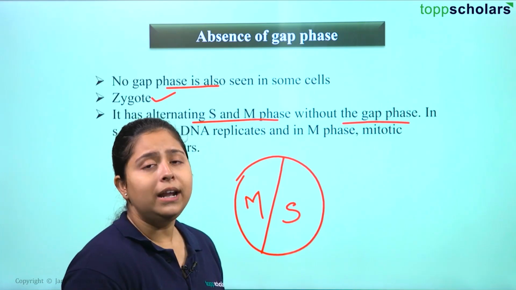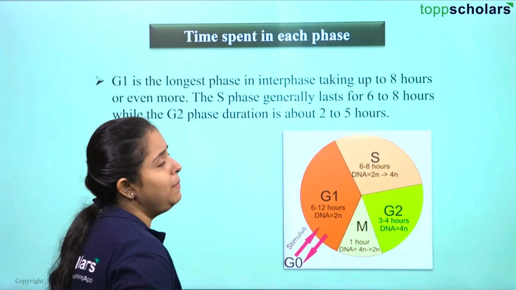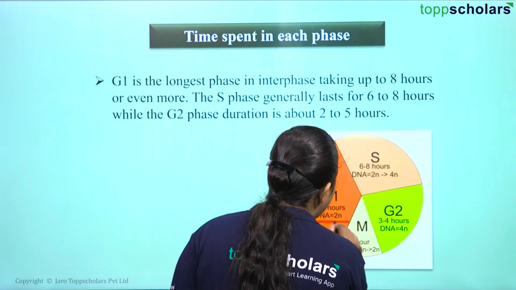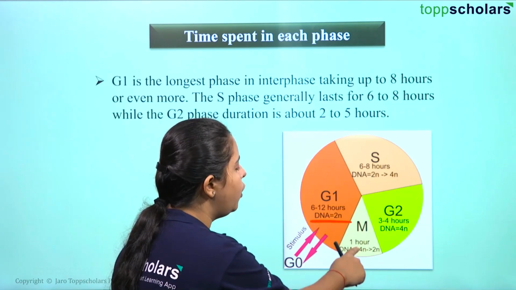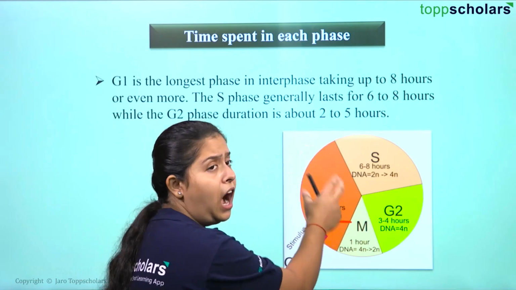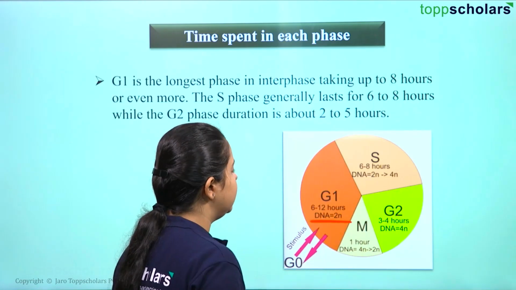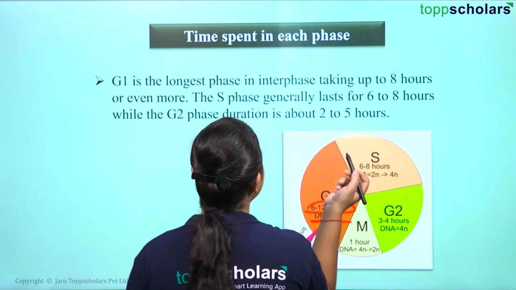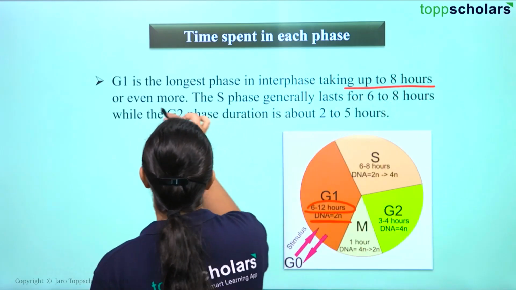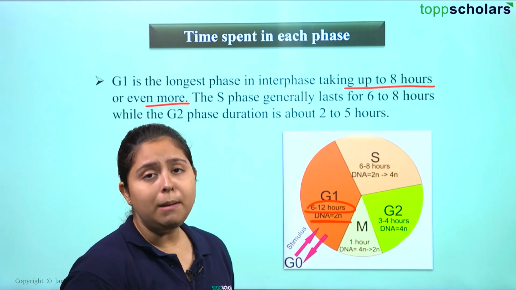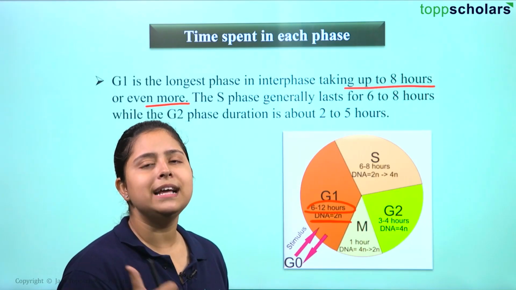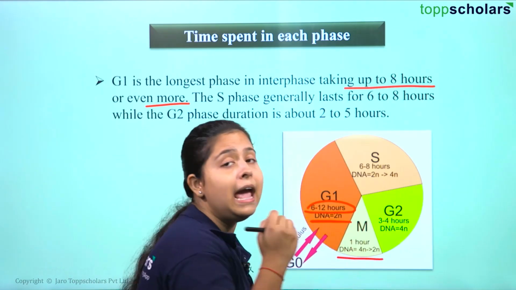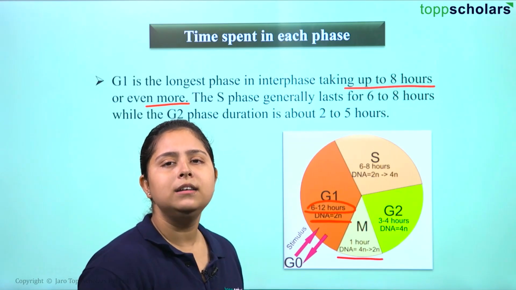Now let us see the amount of time spent in each phase of the cell cycle. As you can see over here, we have the G1 phase, which is gap 1, just following the M phase. This is the largest phase present in the cell cycle. It extends up to 6 to 12 hours. Over here we can say that it is taking up to 8 hours or even more. So remember, G1 is the longest phase in the cell cycle. And which is the shortest? Yes, it is the M phase, as you can see over here. M phase is the shortest phase in the cell cycle.